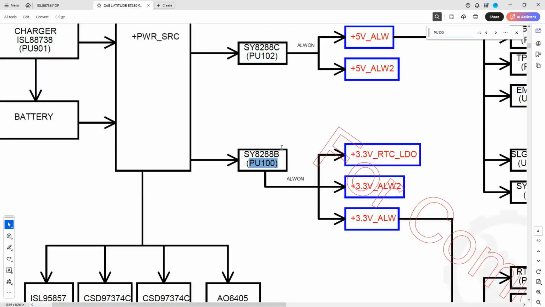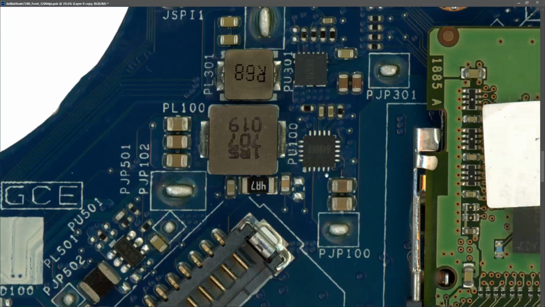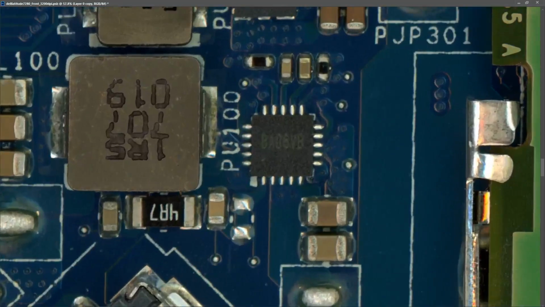Since we've established that our VSYS 13.5 volt power rail is present, the next thing to do is to confirm if our always on voltages are present. I've searched the schematic and I've found that PU100 is responsible for generating our 3.3 volts always on power. So let's find that and see if we're getting our 3.3 volts always on. I located PU100 on the other side of the board. It's a 20 pin IC, and I've marked in the pins on this.